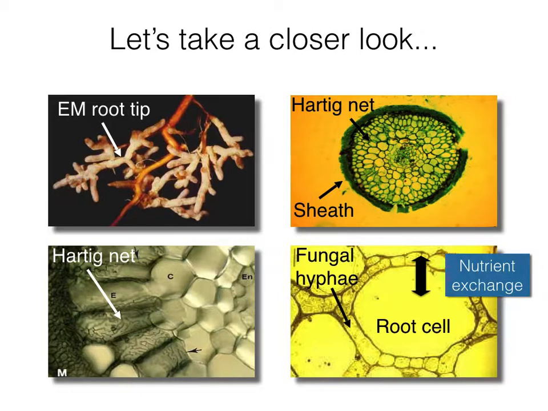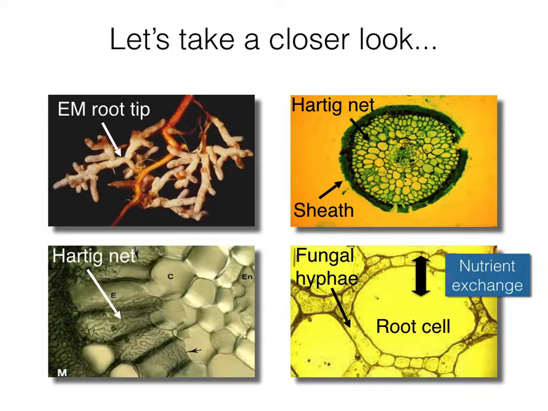If we took a cross-section of one of those ectomycorrhizal root tips, the roots that are colonized, you would see that there's a sheath or mantle surrounding it. The arrow is pointing to that. And then in between all of those cells inside of that sheath, underneath the epidermis, those are cortical cells. And so the fungal hyphae are growing in between those cells, and that is what forms the Hartig net.